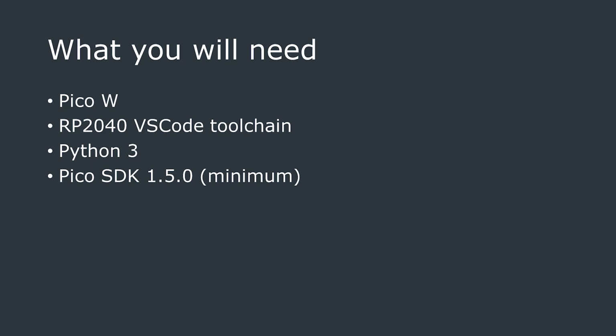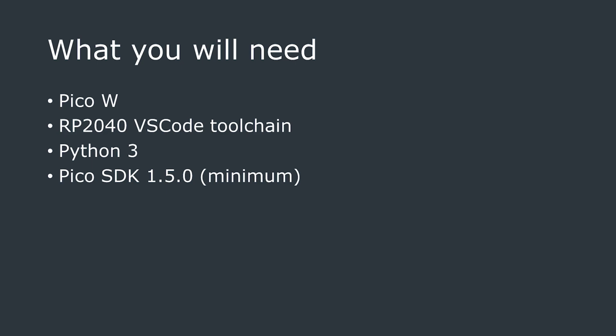Now let's move on to what you'll need for this tutorial. We will obviously need a Raspberry Pi Pico W, and we will use the Windows VS Code toolchain that we previously demonstrated in the video in the cards above. This tutorial is not Windows exclusive though. We will also be using a couple of Python scripts, so make sure you have Python installed. We will need at least version 1.5 of the Pico SDK, so if you're using an older version, then just make sure you pull the updated version.